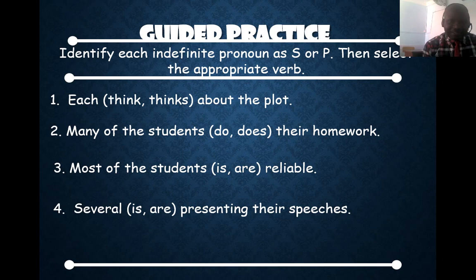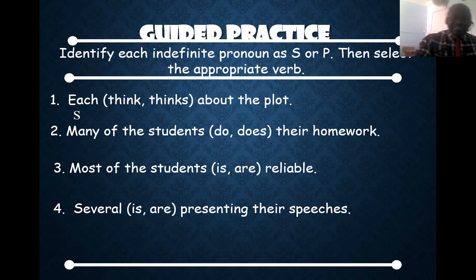Number two, many of the students does their own work. Okay, many. All of the students. Alright, so most of the students is or are reliable. Then we have several is representing their speeches. Alright, so if you're ready, you have your answers. Let's go and find out what the right thing is.